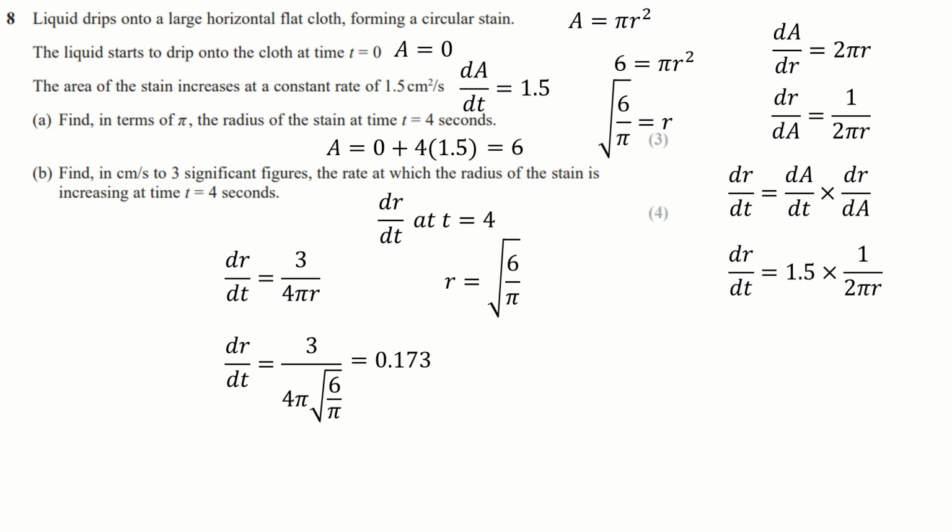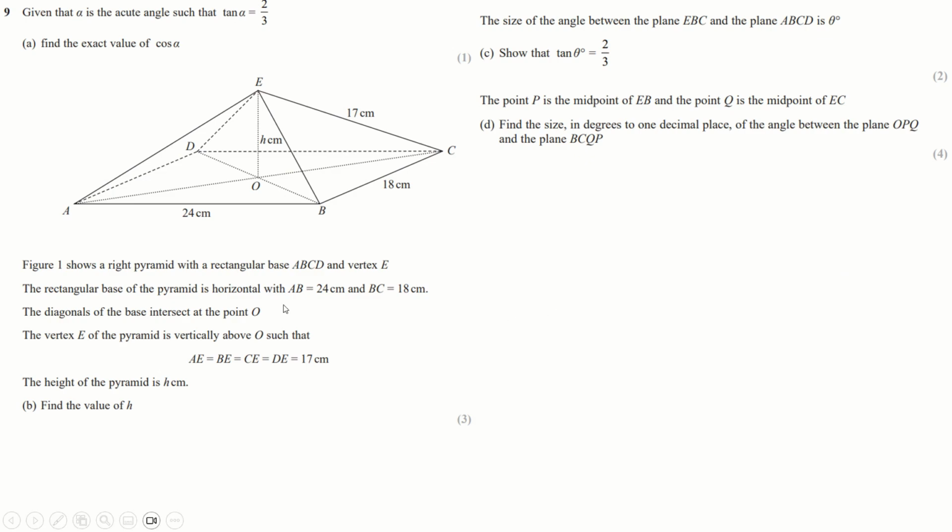Question 9 was probably the most interesting one here. It starts off saying tan alpha is this, find the exact value of cos alpha. Now this is cool, right? Tan alpha is opposite over adjacent, 2 over 3, with a right angled triangle. Do some Pythagoras to get this, and therefore cos alpha is 3 over root 13.